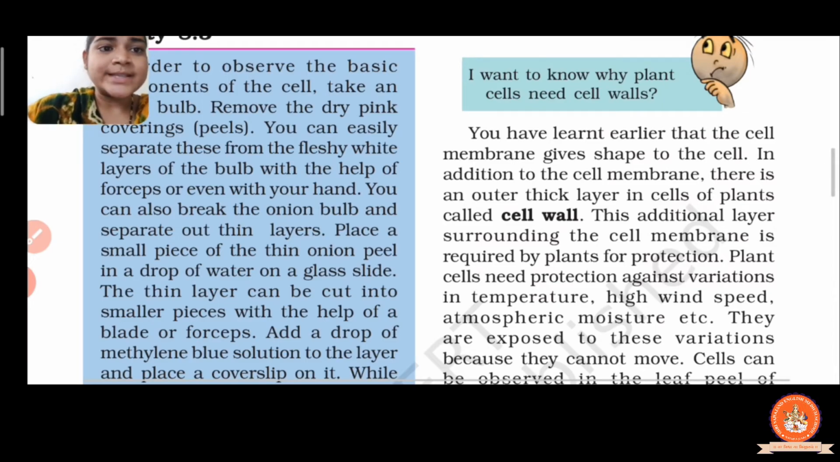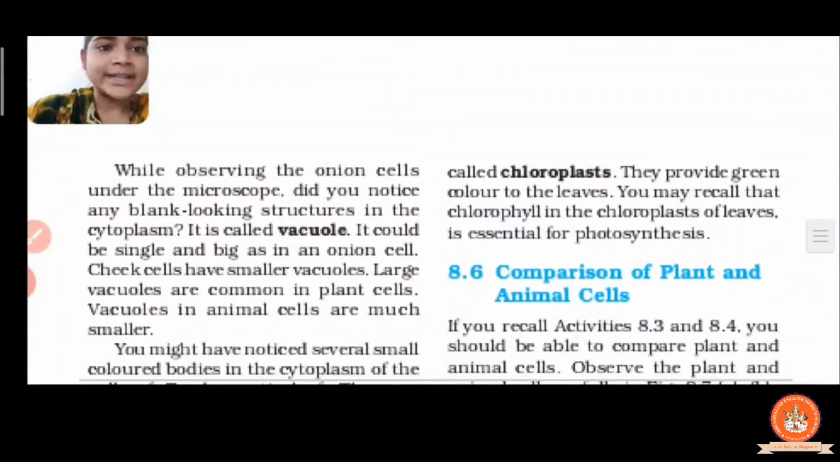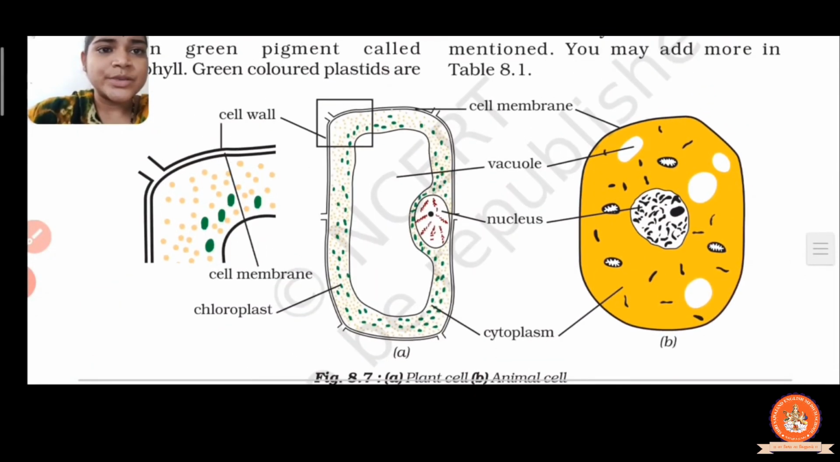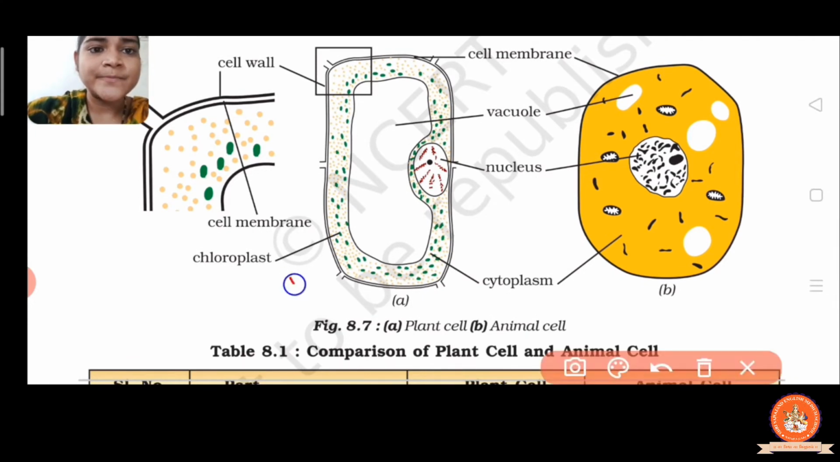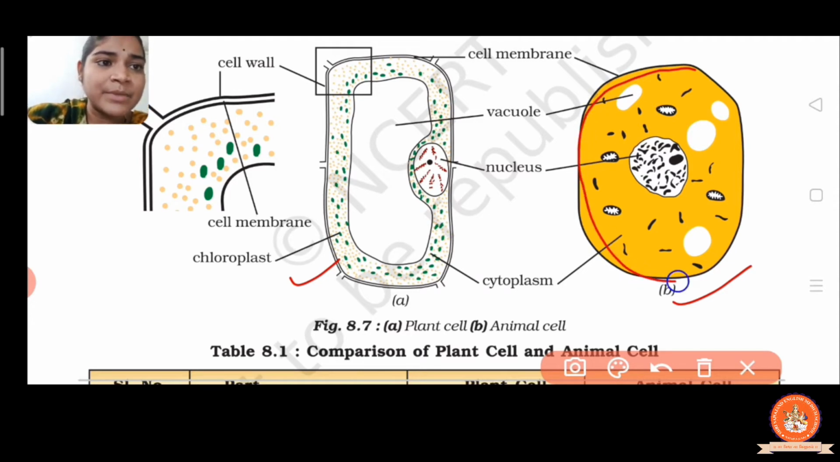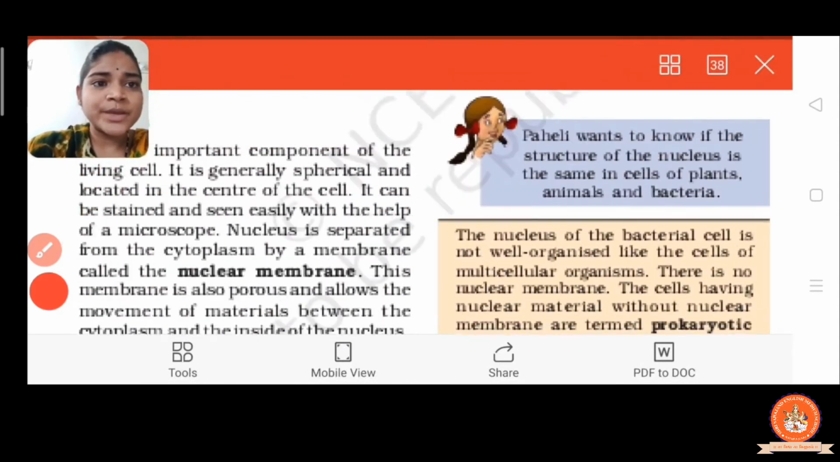Right? So you can see in the figure the plant cell and the animal cell. Here the figure is the animal cell and this is the figure of a plant cell. So in the plant cell, both the cell membrane and cell wall are present, but in the animal cell only the cell membrane is present. So the cell wall is not present in the animal cell. Got it?